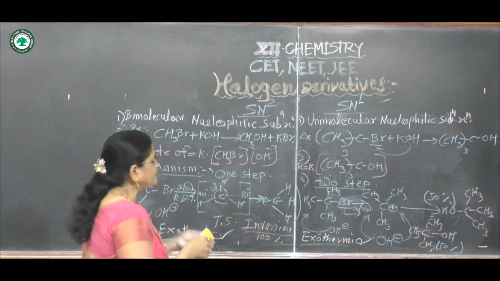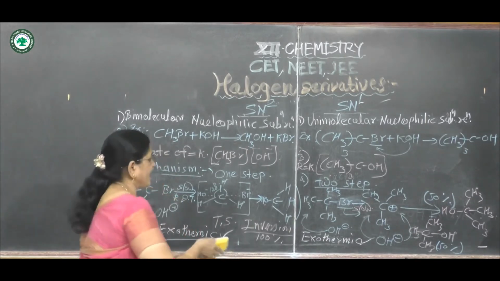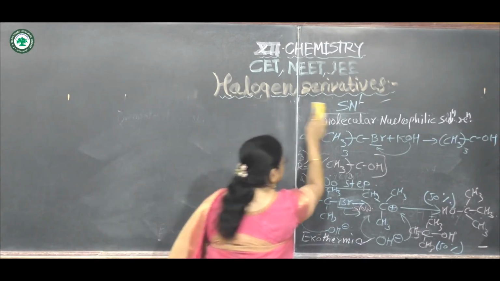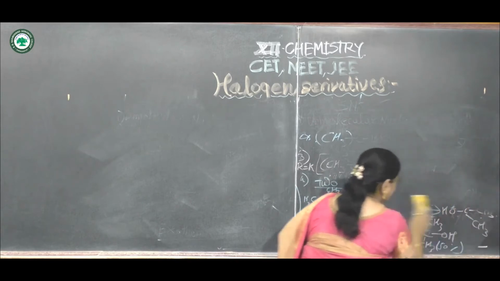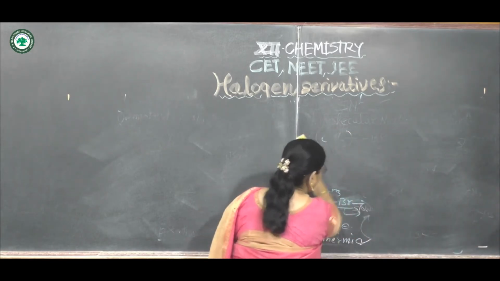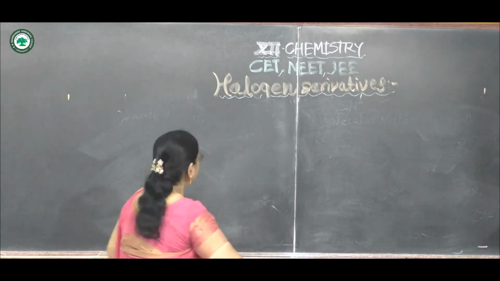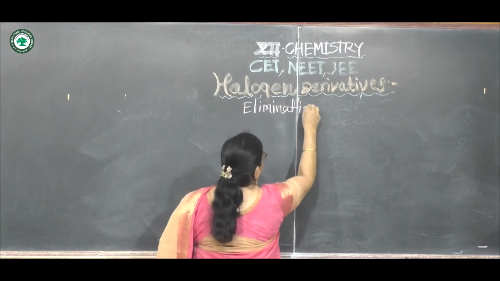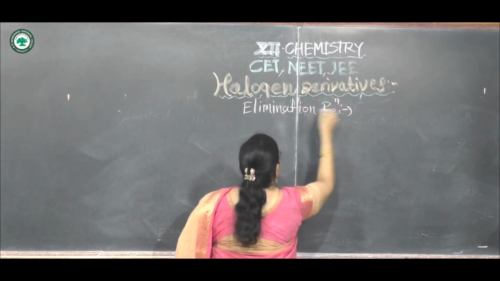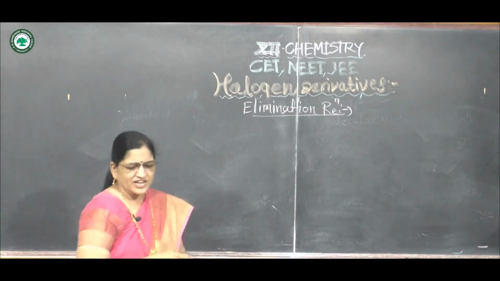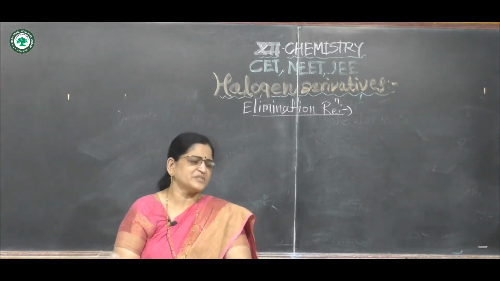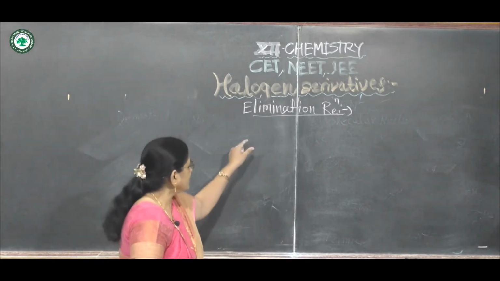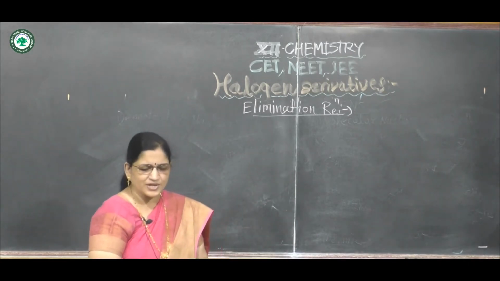The next point of this chapter is the elimination reaction. This is about SN1 and SN2 reactions. The next chemical property is known as the elimination reaction. An elimination reaction is mainly the formation of an unsaturated compound from a saturated compound. In this reaction it gives an unsaturated compound from a saturated compound.